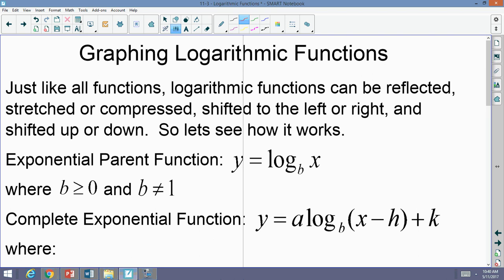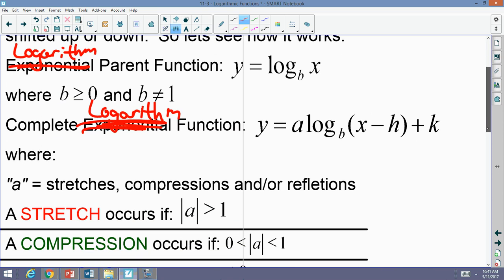My logarithmic parent function, why did I say exponential? It's logarithmic. That's my bad, guys. Please change that. The parent function is y equals log base b of x, where b is greater than 0, of course, and b cannot equal 1. Now the complete logarithmic function is y equals a log base b of x minus h, plus k. Please don't stress about this, my brothers.